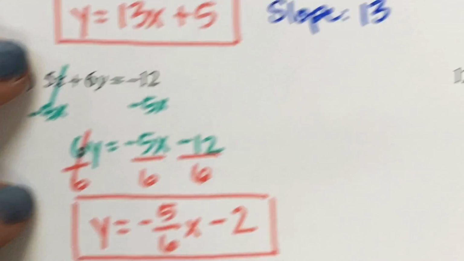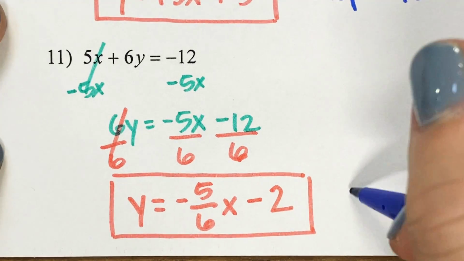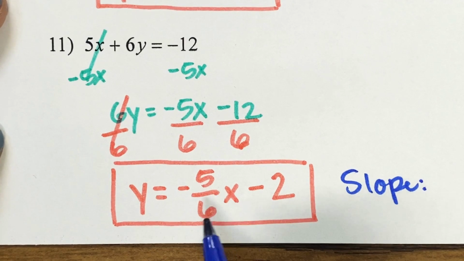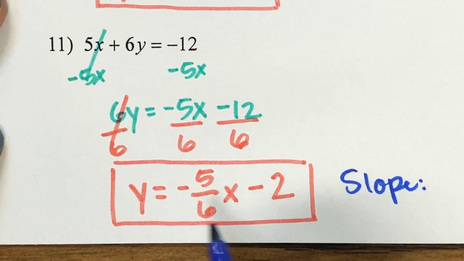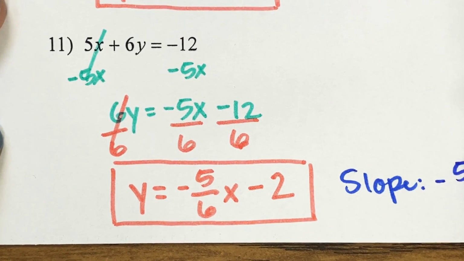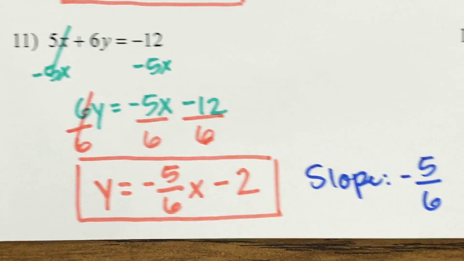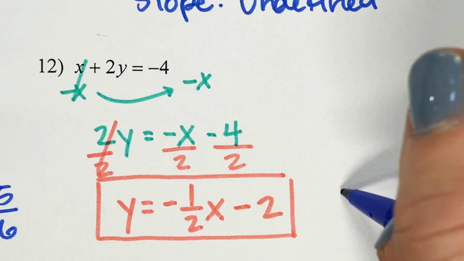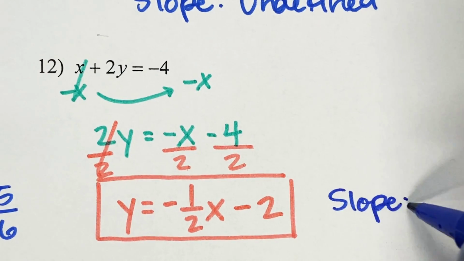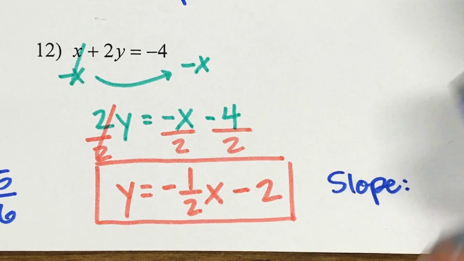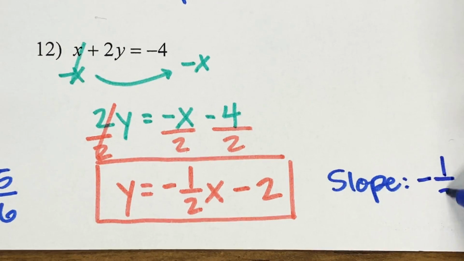Okay, what about number 11? What is our slope for number 11? What is the number right in front of my x? It's going to be that whole piece, which is negative 5 over 6. Okay, and last example, what is my slope for number 12? My number right in front of my x is negative 1/2.